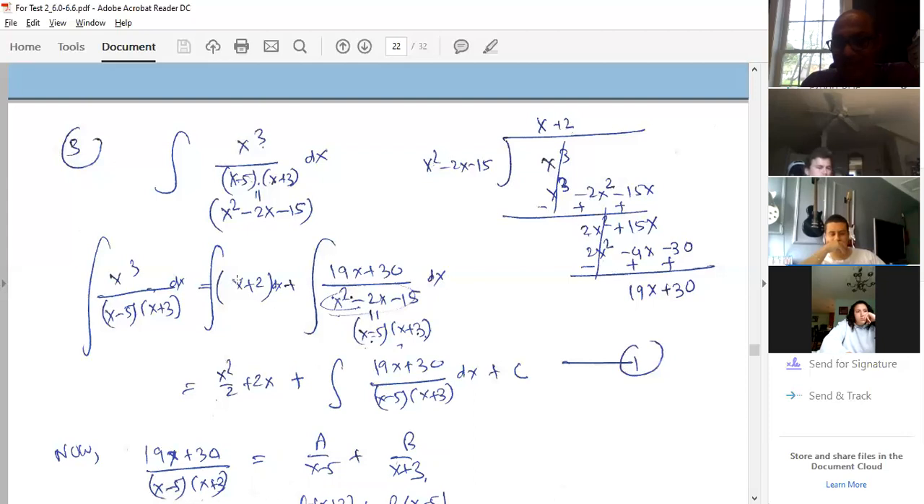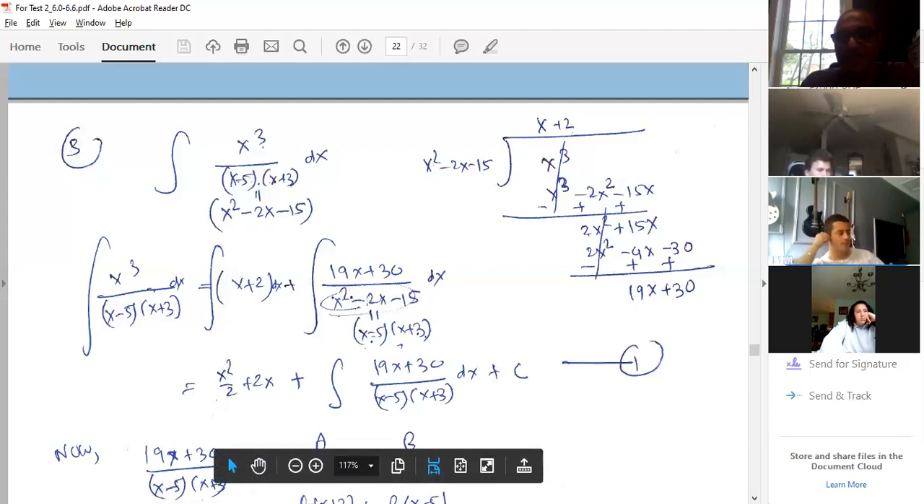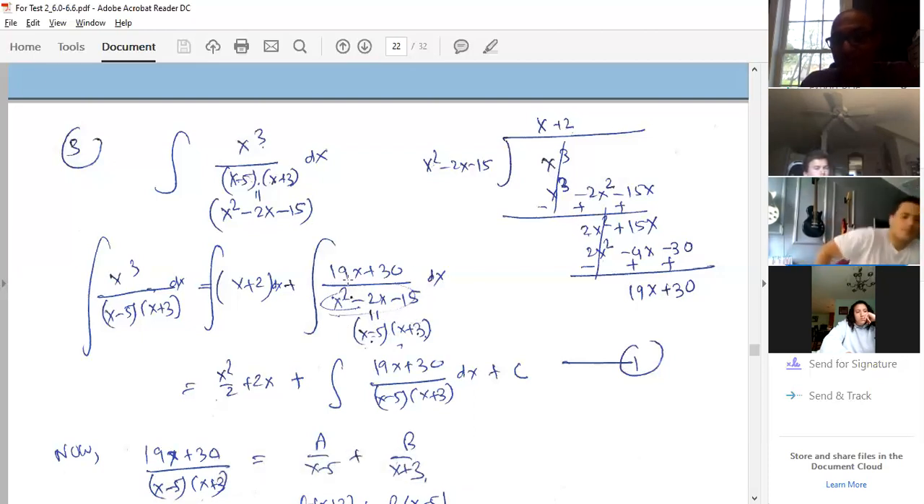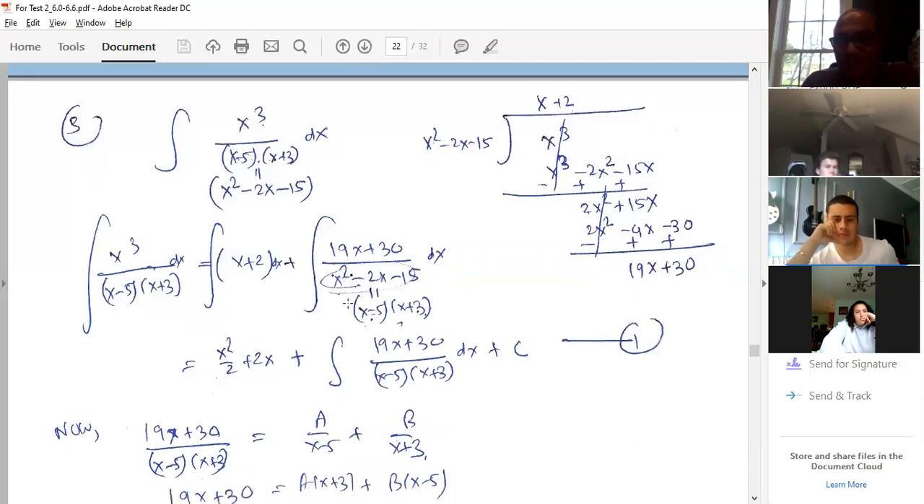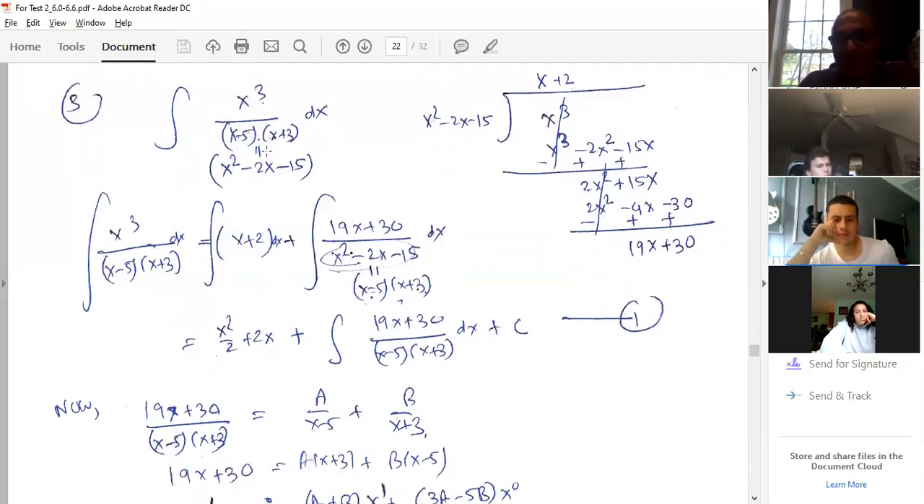This integration is quite easy, x cube, x square by 2 plus 2x, term by term integration. Here, let me go for my linear factors like this. Of course, one can work with the quadratic term too, but linear is always easier than the quadratic. Okay, guys, so this x squared minus 2x minus 15, let me just go back and write it down in the same form. x minus 5, x plus 3.